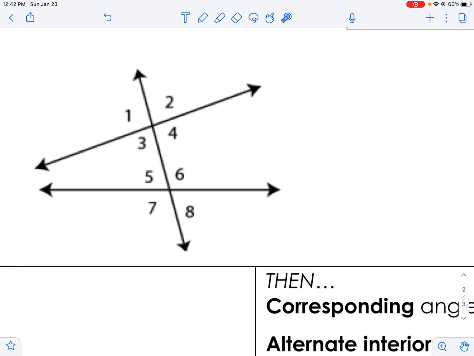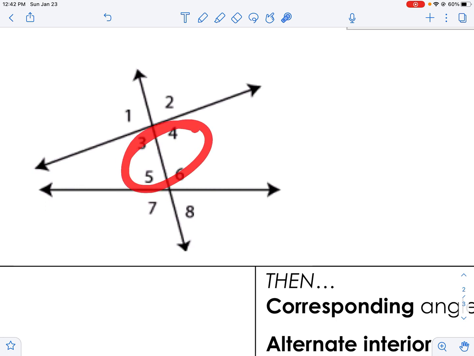And we talked about all the different types of angles that you have. Just for example, corresponding was top left, same spot. So like top left, top left. 1 and 5 is corresponding. 2 and 6 is corresponding. 3 and 7, 4 and 8, that's corresponding.